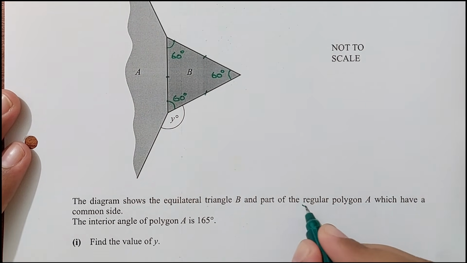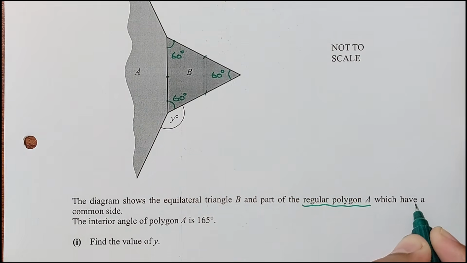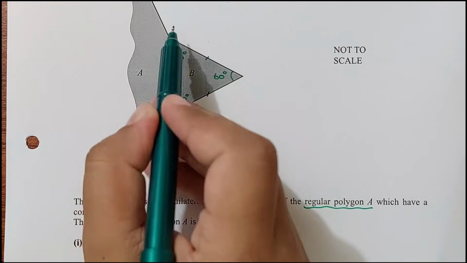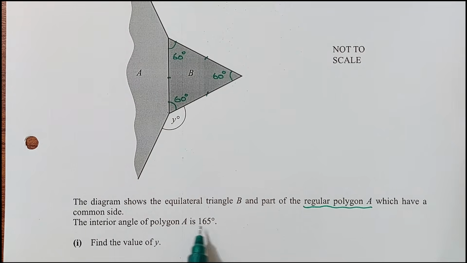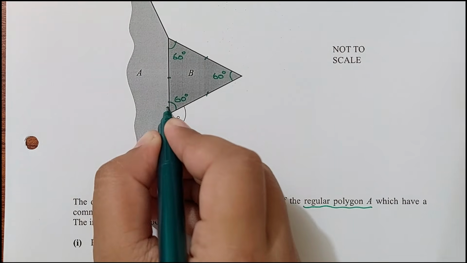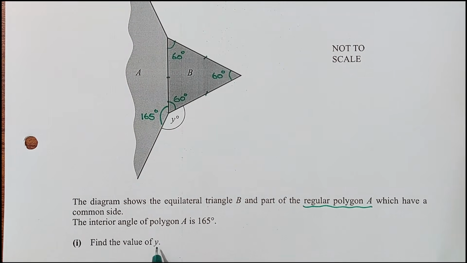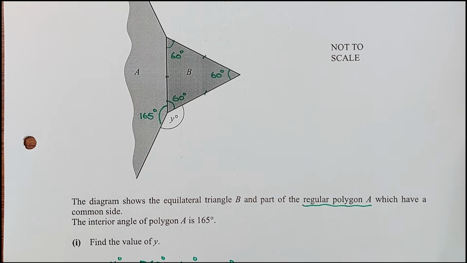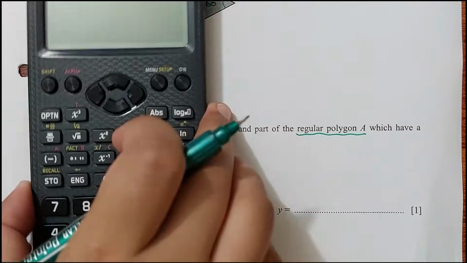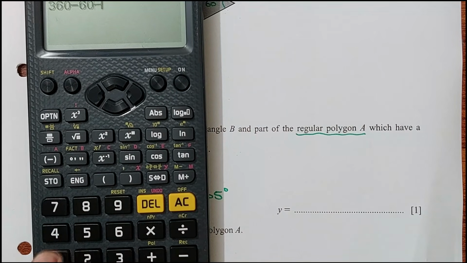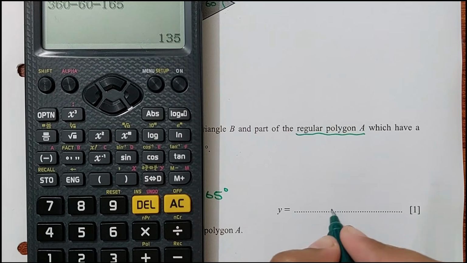A is the regular polygon, which has a common side with the triangle. Both have a common side. The interior angle of polygon A is 165 degrees. Number 1, find the value of y. The whole angle at a point equals 360 degrees. So y equals 360 minus 60 minus 165. This is 135 degrees for y.